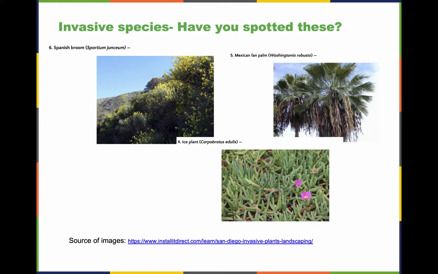So the yellow flowers that you see that grow on the tip of a tall weed, we see them everywhere. Although they may be pretty, they're actually invasive. The Mexican fan palm, and also these ground covers called ice plant, are also invasive species.